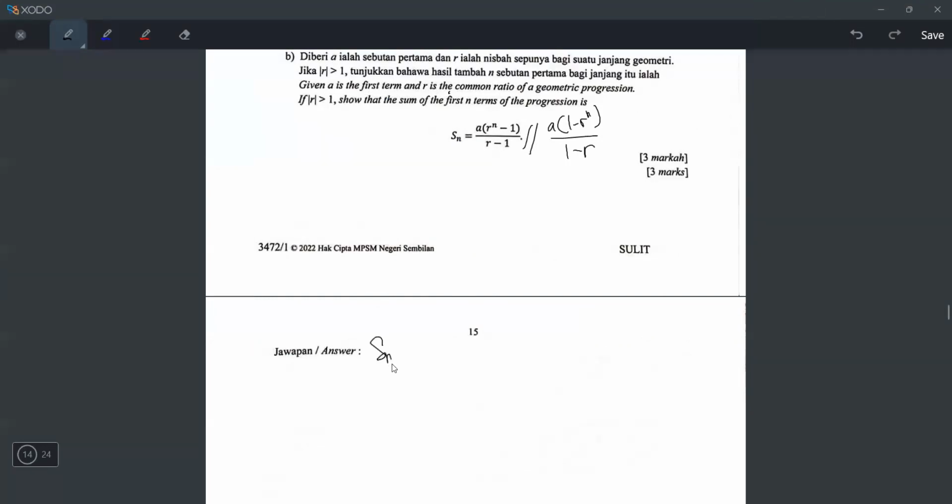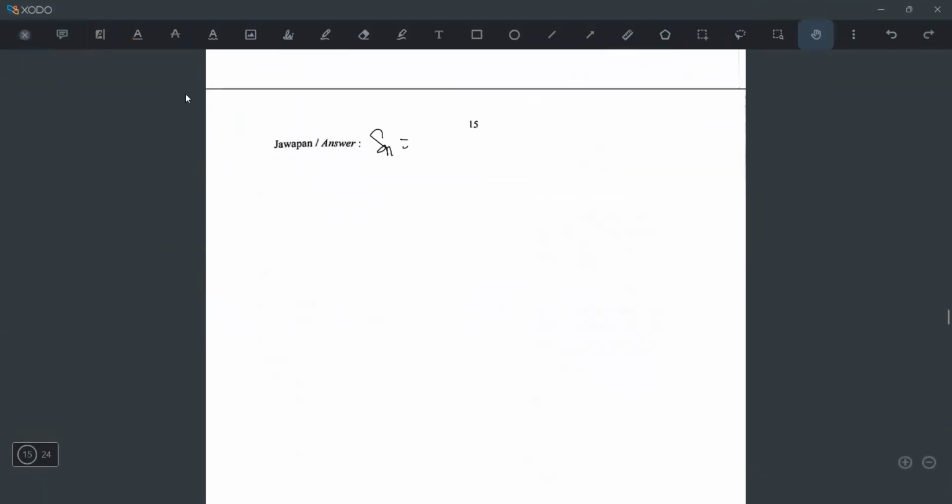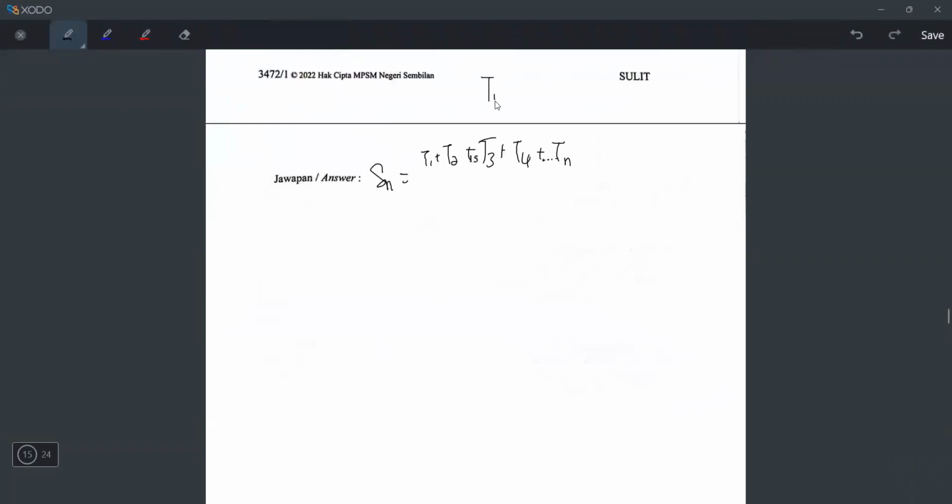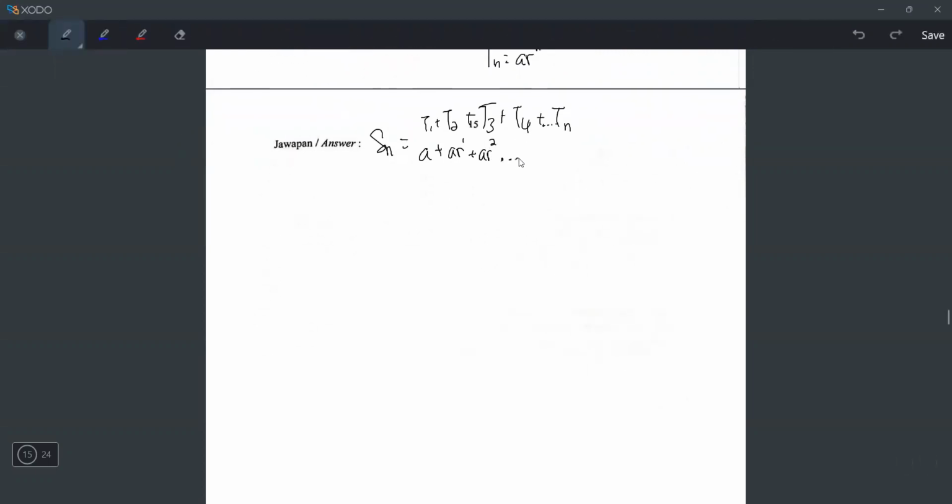First I'll write down Sn, but Sn stands for the sum of the first n terms, right? And we all know Sn will be T1 plus T2 plus T3 plus T4 plus T5 until Tn. If this is S7, then I add until T7. That's how you do it. But we all know the Tn formula for a geometric progression is a r power n minus 1. It means when it's T1, we just call it a. When it's T2, it's a r power 1. And then T3 will be a r power 2, and so on until Tn, which is a r power n minus 1, right?